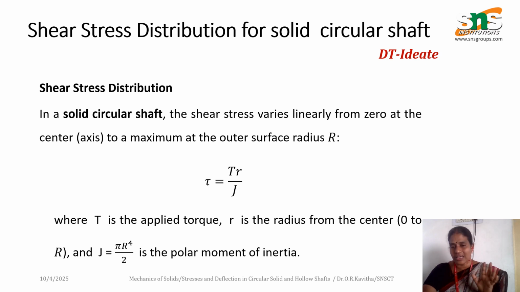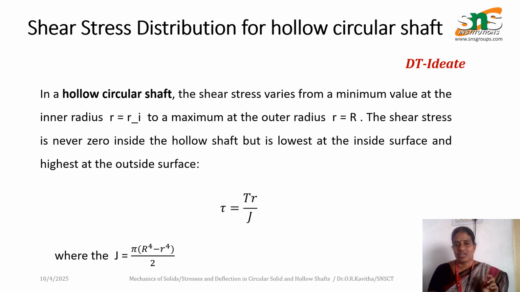So the formula for a solid shaft is tau equal to TR divided by J. Now we will see the hollow circular shaft. If you are calculating for the hollow circular shaft, the shear stress will never be 0 inside the hollow, but it will be less inside, and it will be maximum at the outermost surface.